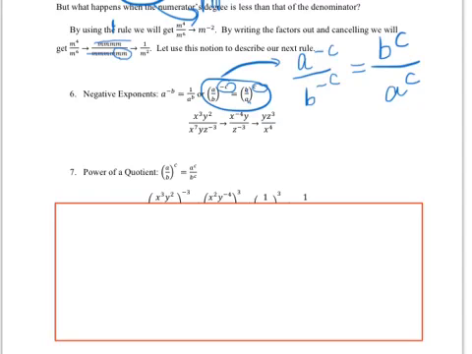Take a look at this example here. We're going to have x to the third, y to the second over x to the seventh, y, z to the negative third. So what I would start by doing is simply looking at this and saying, alright, well you can do it several ways.